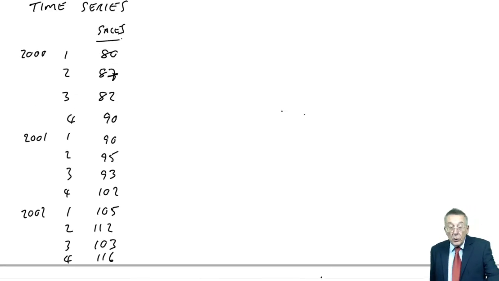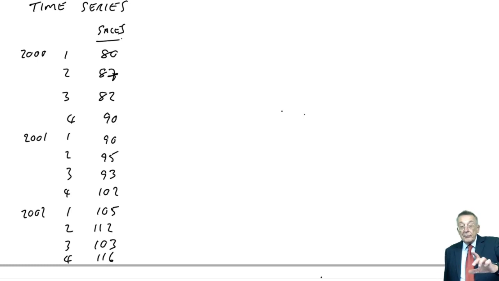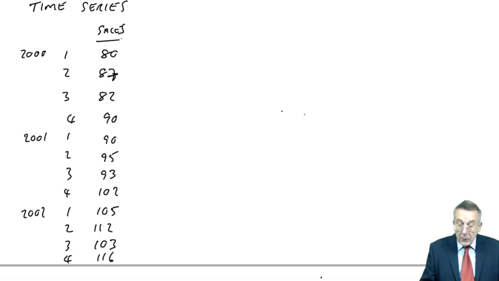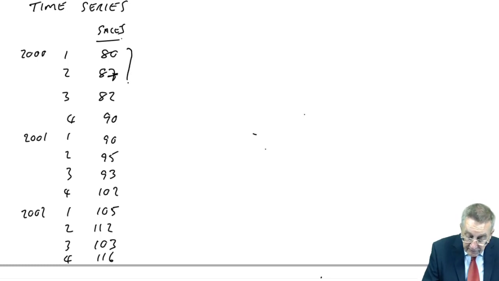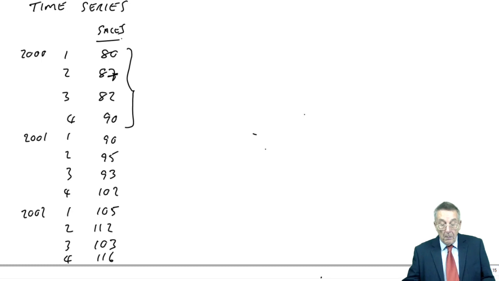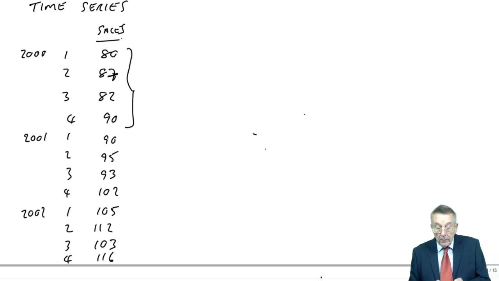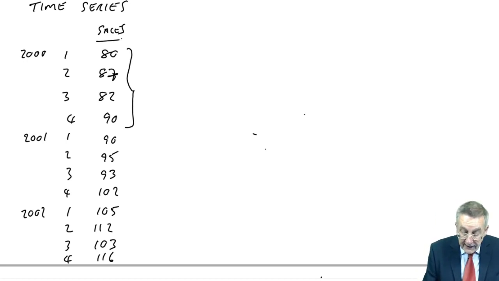The seasonality is over the year, over 4 quarters. So in the year 2000, the first 4 quarters, some quarters were up on average, some were down. But let's work out the average sales for those 4 quarters. So the average, simply add them up and divide by 4. 80 plus 87 plus 82 plus 90. Divide by 4, I get 84.75, and I'll write that straight in the middle.